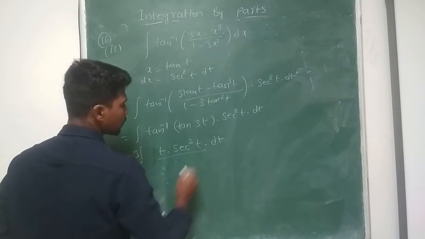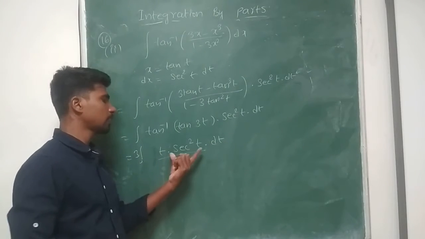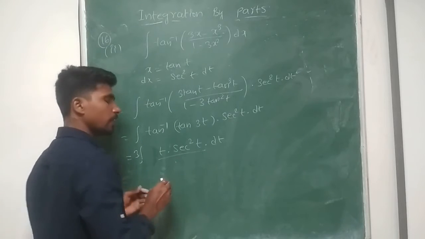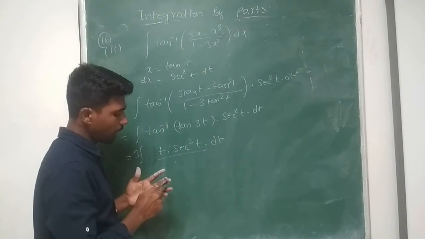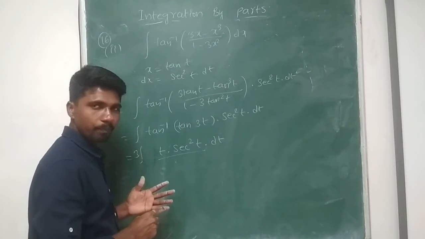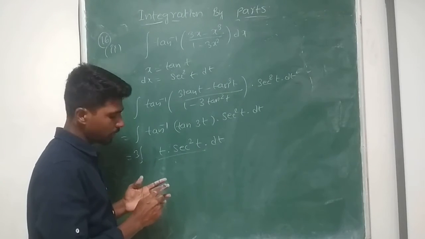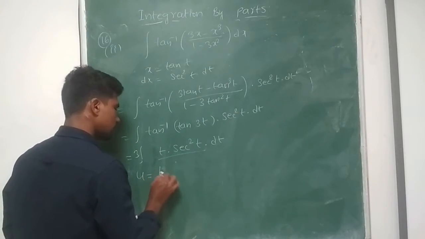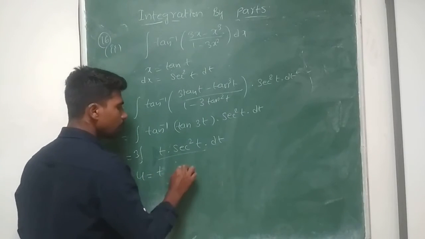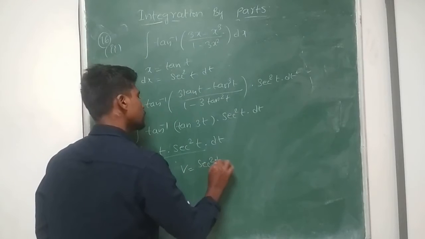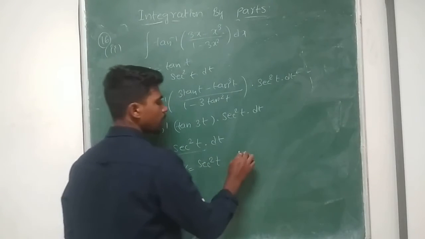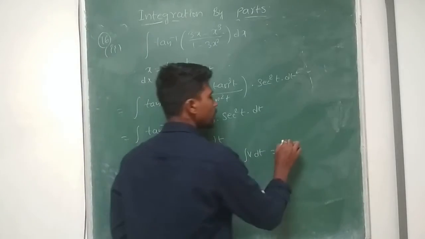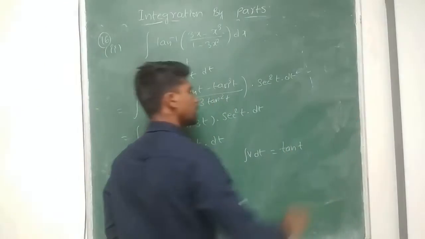Now I have two functions: one is an algebraic function, the other one is a trigonometric function. In the order I, L, A, T, E, first the algebraic function, later the trigonometric function. So I consider u as t, v as secant square t. If v is secant square t, the integral of v dt is nothing but equal to tan t.